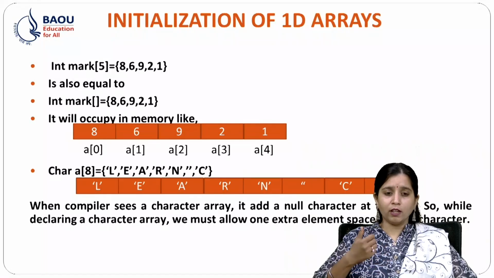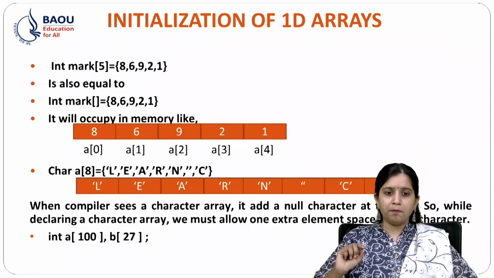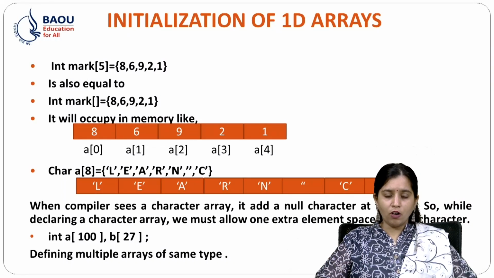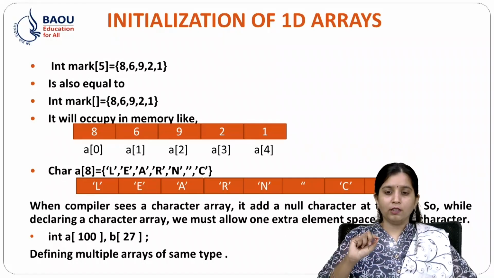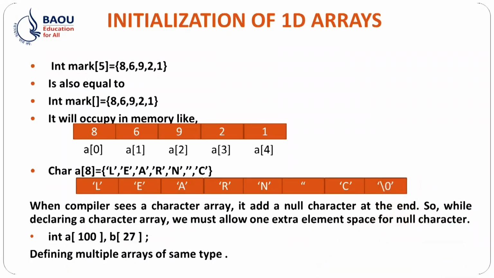We have also included another example like int A[100], B[27]. So whenever we want to define multiple arrays of the same type, then we will use this type of syntax. Likewise with variables, when we initialized variables at first, what we did was int i, j, with a comma operator. So let's see this in detail.